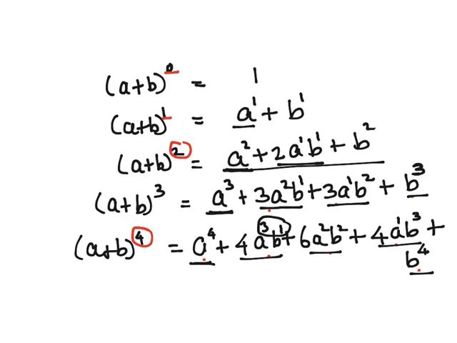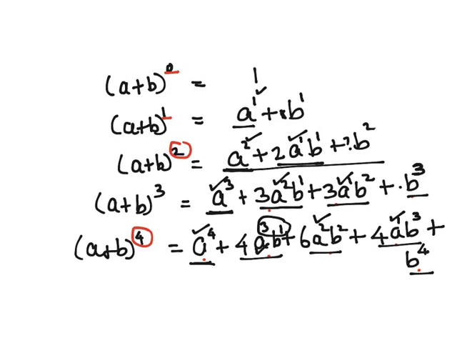Okay. Another thing you can notice is, for example, here A power 1, and here there is no A. There's no A, right? A power 0. Here A power 2, and here A power 1, and there is no A. Here A power 3, A power 2, A power 1, no A. A power 4, A power 3, A power 2, A power 1, no A.